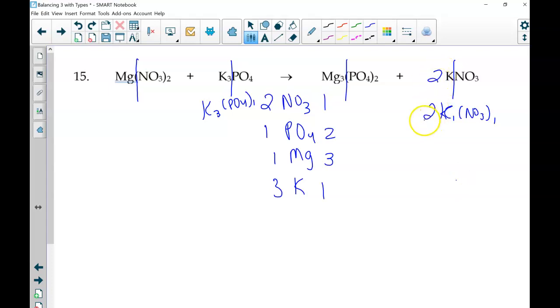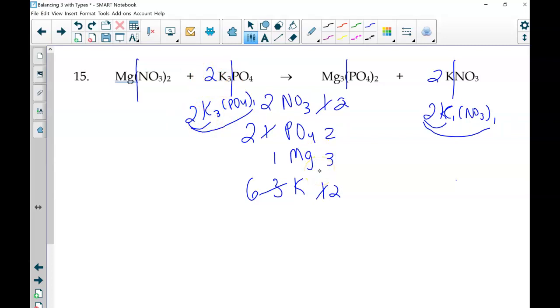It's the same thing as putting a 2 here, and we're going to multiply. So the NO3 becomes 2, and the K becomes 2. Now I'm going to work with PO4. I'm going to put a 2 here. That affects my PO4s to 2, because remember it's the same thing as putting a 2 here, and we're going to multiply through. But it changes my Ks to a 6 because of this 2 times 3, or better yet, this 2 times 3. So now I'm going to fix my Mgs.